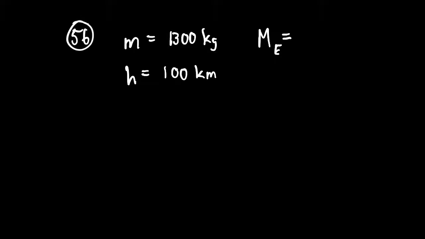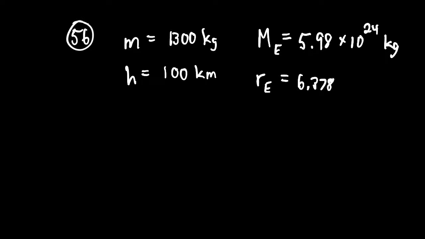So maybe we could do a problem like this for Mars. Instead of the mass of Earth, we'd use the mass of Mars. Mass of Earth is 5.98 times 10 to the 24, a number that we all know off the top of our heads, I'm sure. And the radius of Earth, 6.378 times 10 to the 6 meters. So there's our Earth.